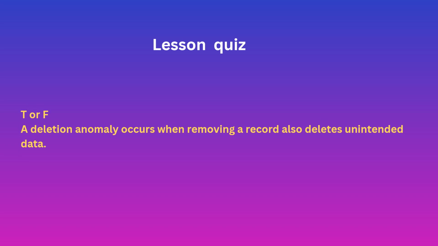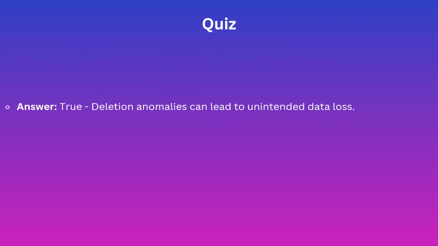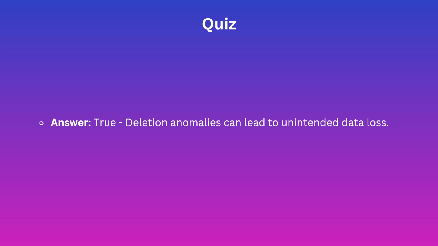Answer with true or false. A deletion anomaly occurs when removing a record also deletes unintended data. The answer is true. Deletion anomalies can lead to unintended data loss.